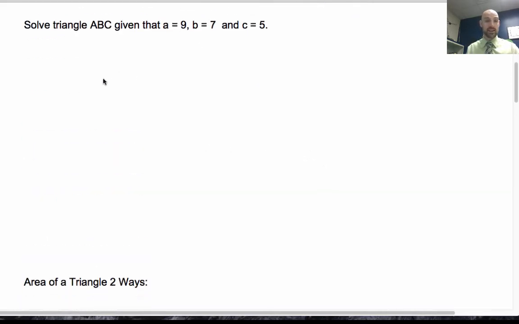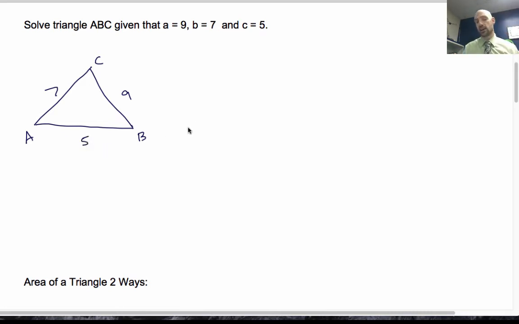And I'm going to draw this. A is 9, B is 7, C is 5. So let's see if I can draw this a little bit more to scale this time. So this is A, this is 9, and then B would be 7, and then C would be equal to 5. So this is a case where I have 3 sides and I have no angles. And so which variation of the law of cosines should I use? It honestly doesn't matter. I'm going to start with this one.